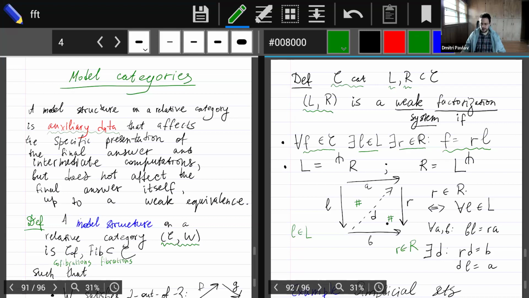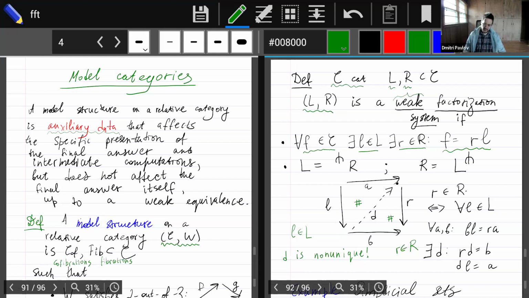And the fact that this arrow D is non-unique is what the weak adjective is for. So weak scans precisely for the fact that the diagonal arrow here need not be unique. If it is unique, then it's called just a factorization system or orthogonal factorization system, and it's a much stronger notion.